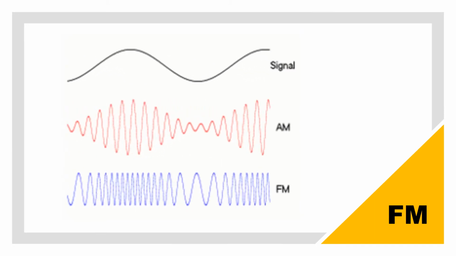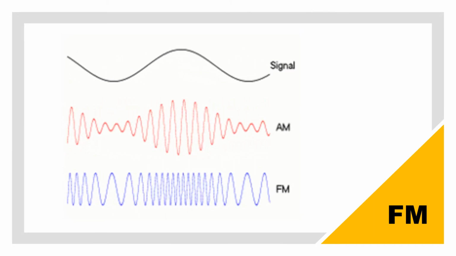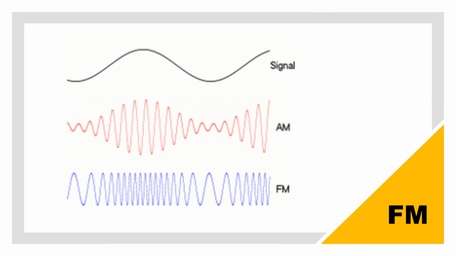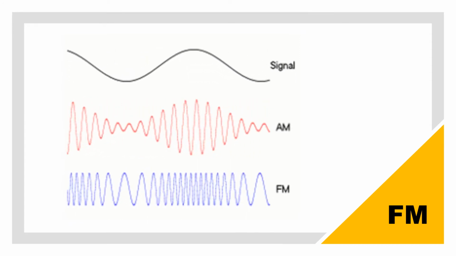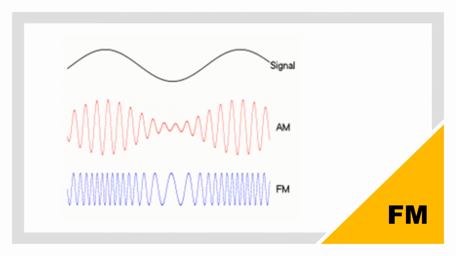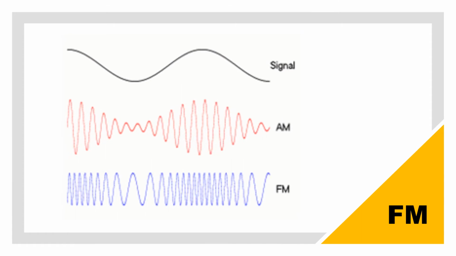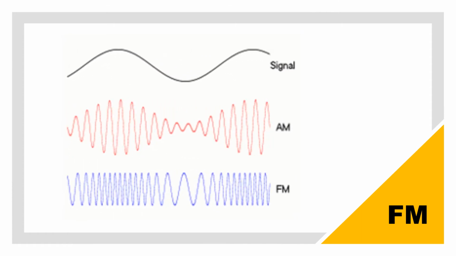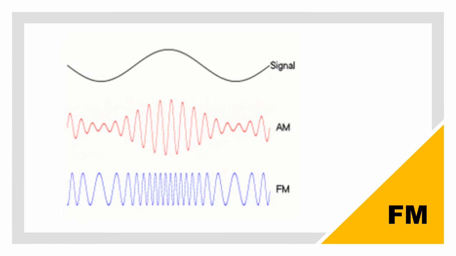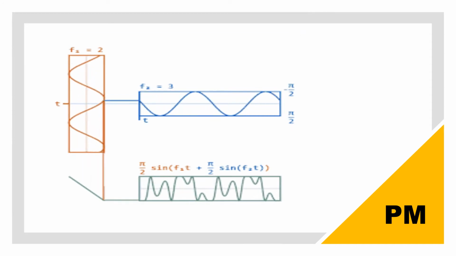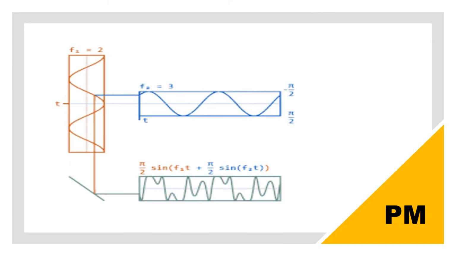To visualize what their difference is, we can see in this graphic photo that for the signal in AM, the amplitude varies, while in FM, we can see that the frequency varies. Then for phase modulation, this is how it works.